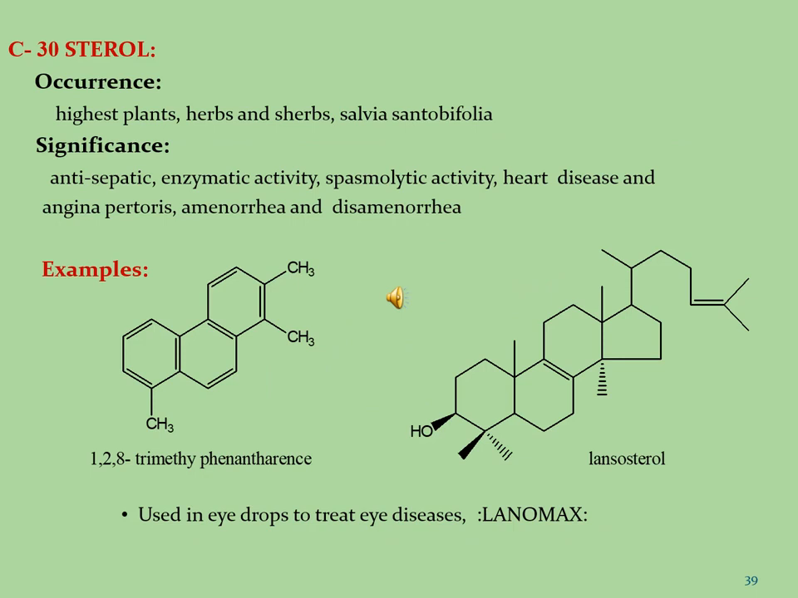Carbon 30 sterols. When we see the occurrence of these sterols, they are isolated from higher plants, herbs and shrubs, and the plant Salvia. The significance of these sterols is that they are used as antiseptic, have enzymatic and spasmolytic activity, and are used against heart diseases such as angina pectoris, as well as amenorrhea and dysmenorrhea. The common examples of these sterols are trimethylphenanthrene and lanosterol. Lanosterol is used in eye drops to treat eye diseases. The common brand of these eye drops is Lanomax.